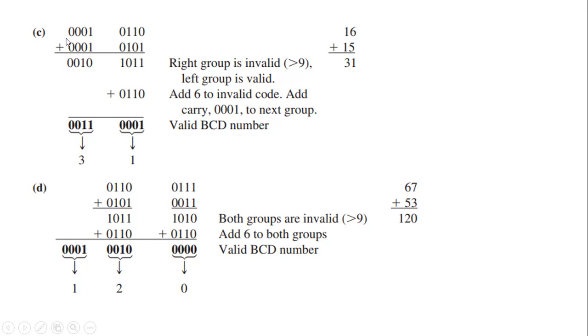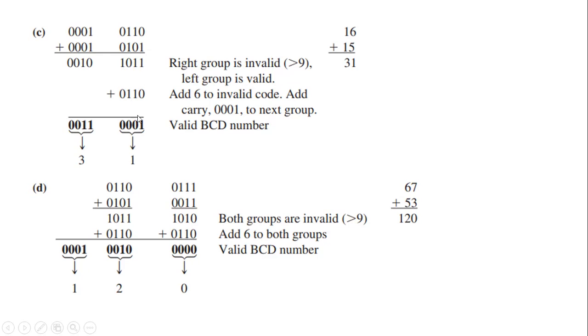This is another example. When we add the BCD of 16 to the BCD of 15, this is 1, and this is the BCD of 5. When we add it, in this case a carry is not generated. However, this 1011 is an invalid code. For an invalid code, we add the BCD of 6. When we add it, we get this result.